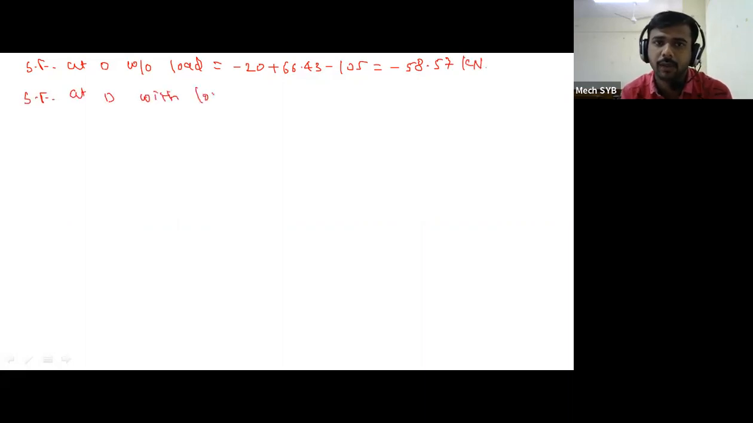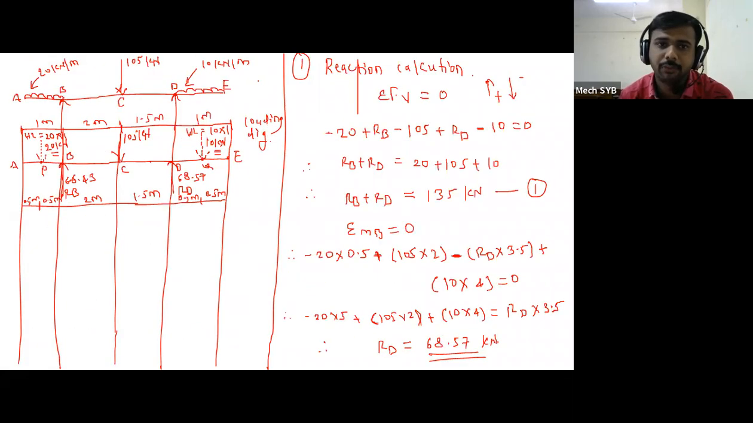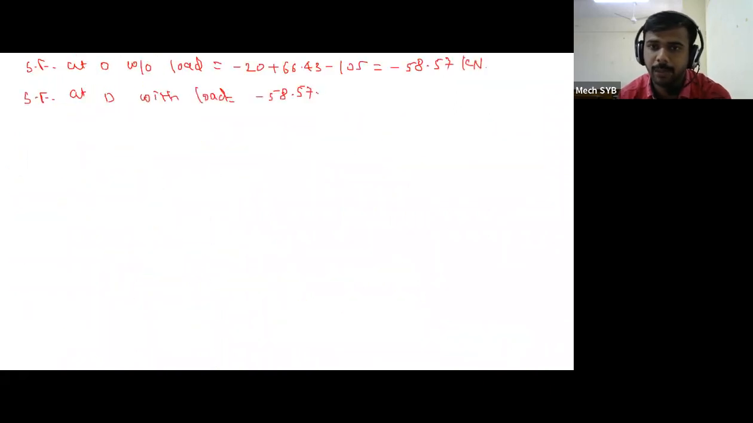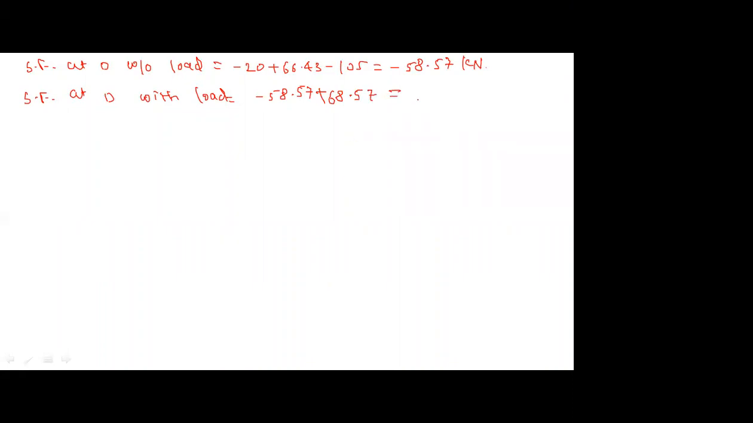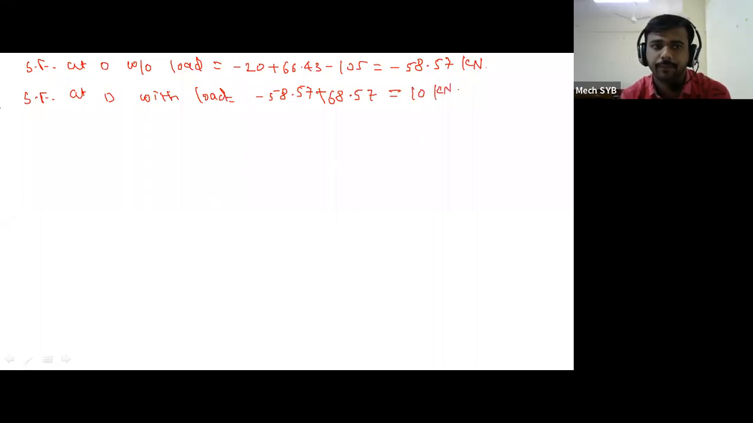Then SF at D with load. Okay, -58.57 तर आहेच. It is present at the left side, and by considering the force of point D, it is moving in upward direction, therefore plus 68.57. What is this answer? 10 kilonewton. Okay, then SF at, what is the next point after point D?